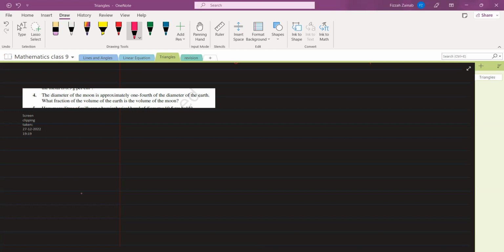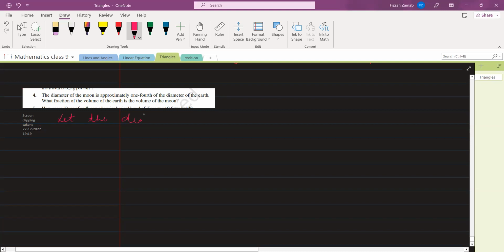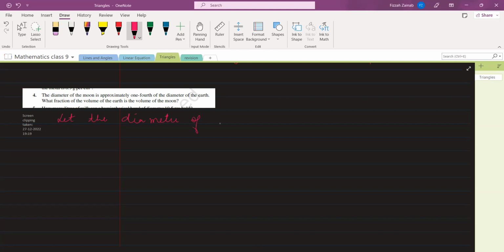So the diameter of the moon is approximately 1/4 of the diameter of the earth. So let us assume that the earth diameter is x, right? Let the diameter of earth be equal to x. So the diameter of the moon is 1/4 of this. So therefore, the diameter of moon is 1/4 of x. That means x by 4. Clear, Zeba? Okay. So we have got diameter, so we can find radius and then we will proceed further.